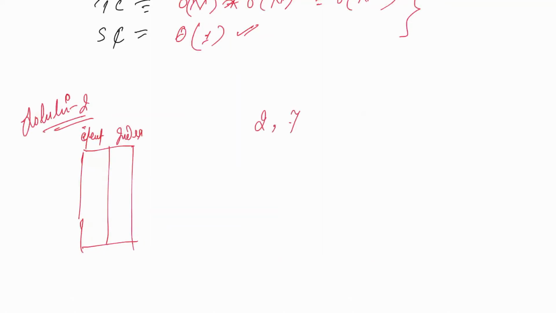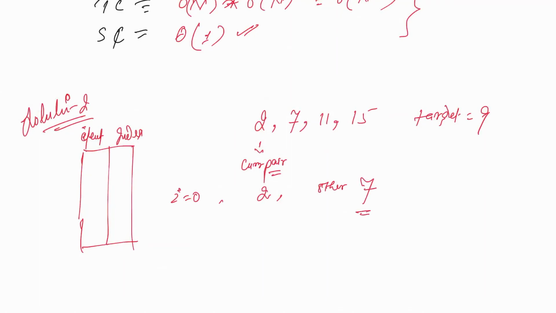I'm taking the same example, 2 7 11 15, and target is 9. When i equals 0, the current number is 2 and the other number is going to be 7. If you see, 7 is not present in this hash set, so I'm going to store 2 here with its respective index 0.